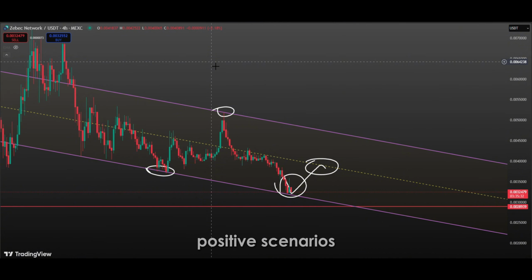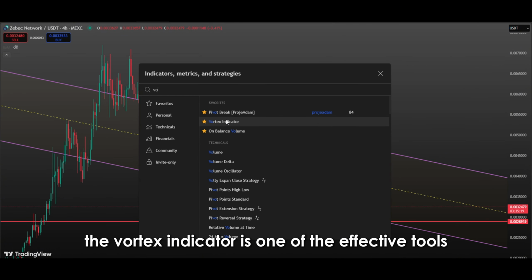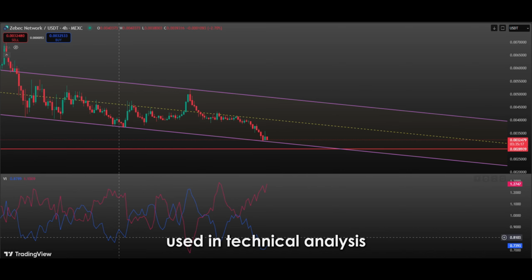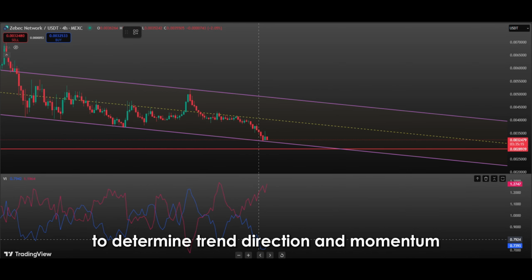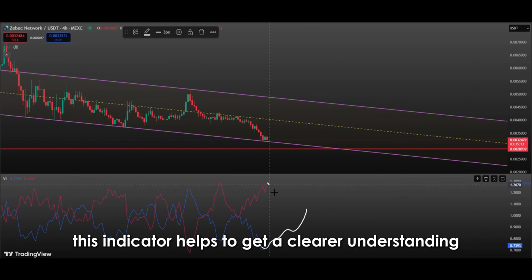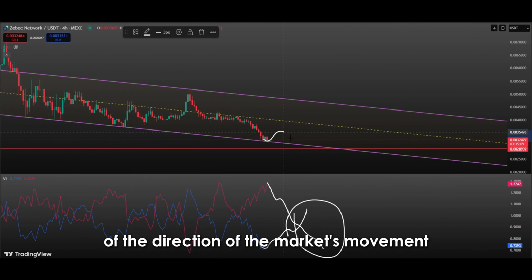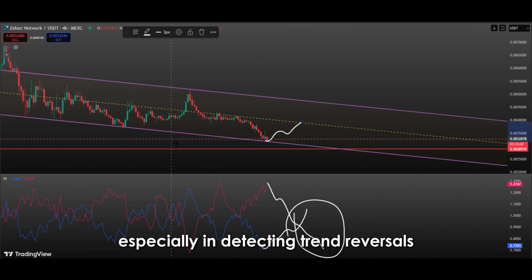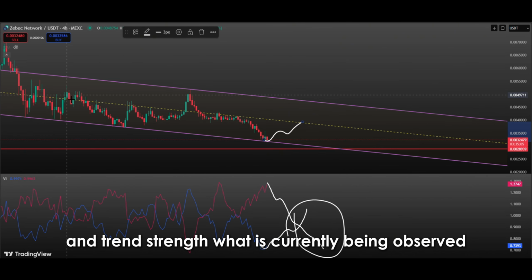and medium-term positive scenarios. The vortex indicator is one of the effective tools used in technical analysis to determine trend direction and momentum. This indicator helps to get a clearer understanding of the direction of the market's movement and provides important clues, especially in detecting trend reversals and trend strength.